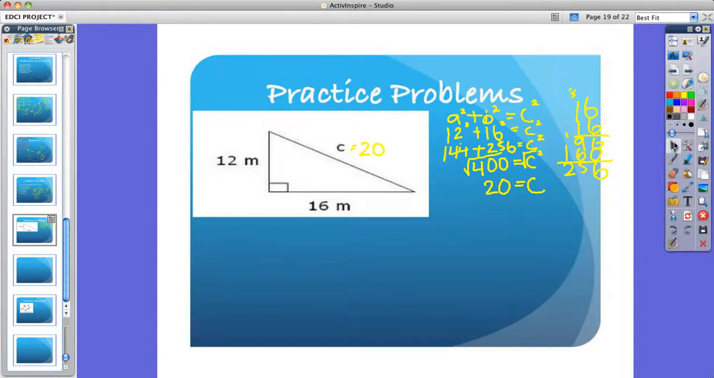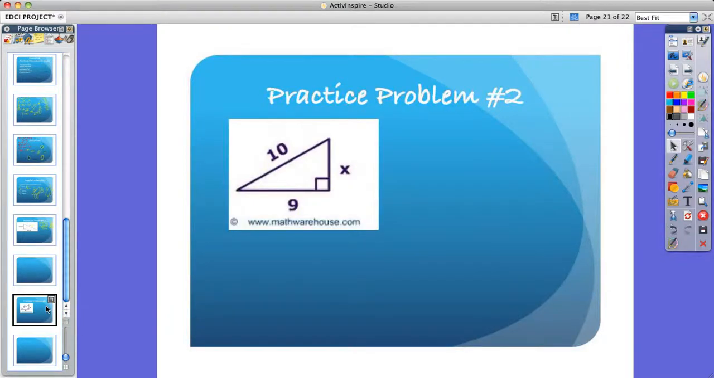So C equals 20. Very good. Thank you, Sarah. Let's look at our second practice problem. Would anyone like to try that one? I'll do this one. Okay, Heather, go right ahead.